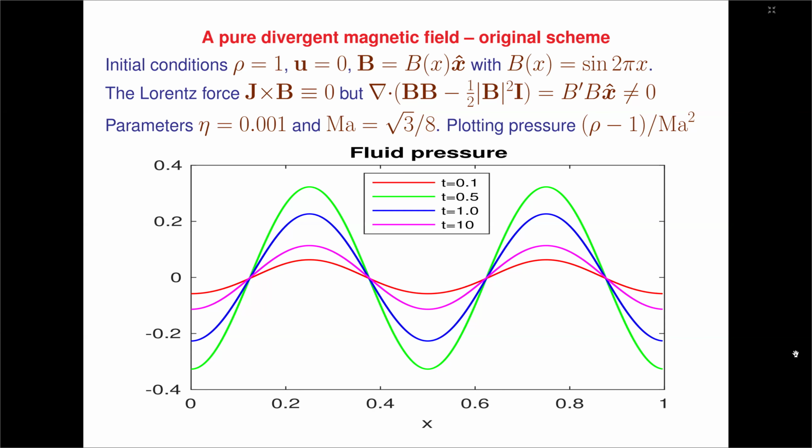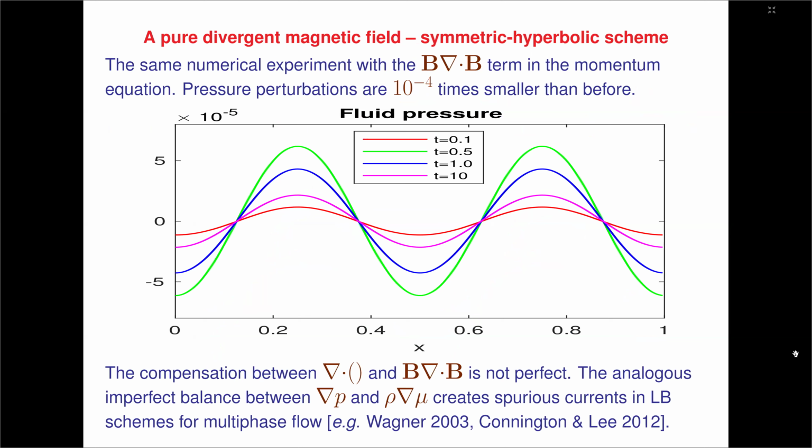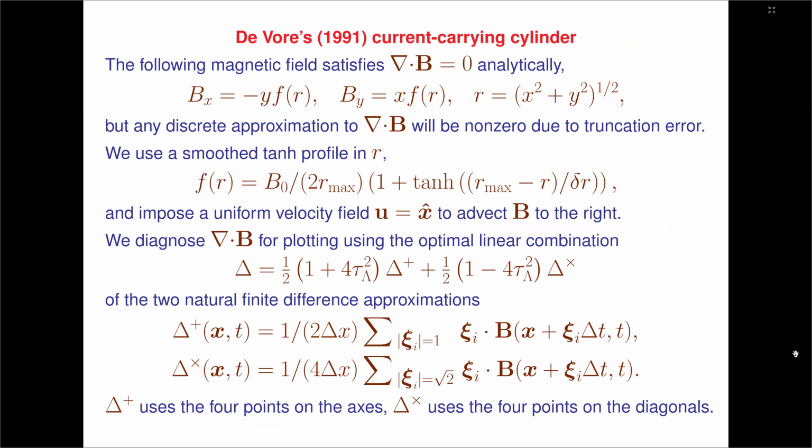Whereas if we do the variant with the B dot grad B source term, it looks qualitatively the same, except we look up there, there's a factor of 10 to the minus 5. So compensating divergence of Maxwell stress with this correction term is not perfect, for the same reason that in multi-phase lattice Boltzmann, when you have a pressure gradient and a density times a chemical potential gradient, they don't balance exactly because the product rule doesn't work exactly discretely, but it's pretty good. If you do the third variant with the J cross B all in the collisions, you just see zero here. Does nothing.